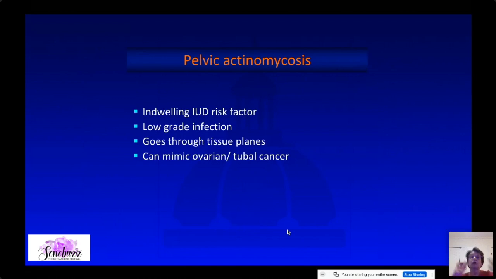Now, an indwelling IUD is a risk factor. They usually present with low-grade infection, and this is an infection that is kind of indolent, but this is an organism that goes through tissue planes, so the patient may have multiple pelvic abscesses. I've seen abscesses with actinomycosis even in the right upper quadrant of the abdomen, and it can really mimic clinically, as well as on imaging, ovarian or tubal cancer. So just something to be aware of.